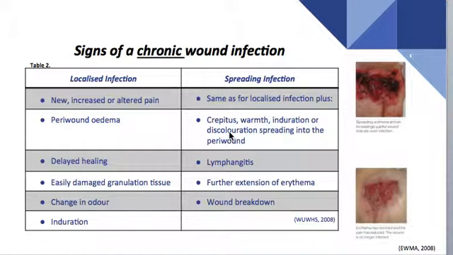If the infection is spread, the patient would experience all the same symptoms as a local infection, as well as crepitus, warmth, induration, or discoloration spreading into the peri-wound area, lymphangitis, erythema extending from the wound edge, or wound breakdown.